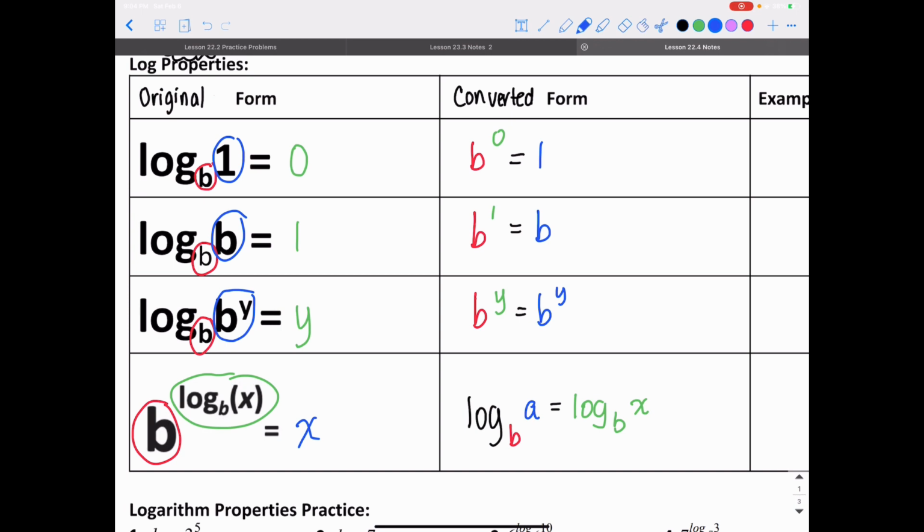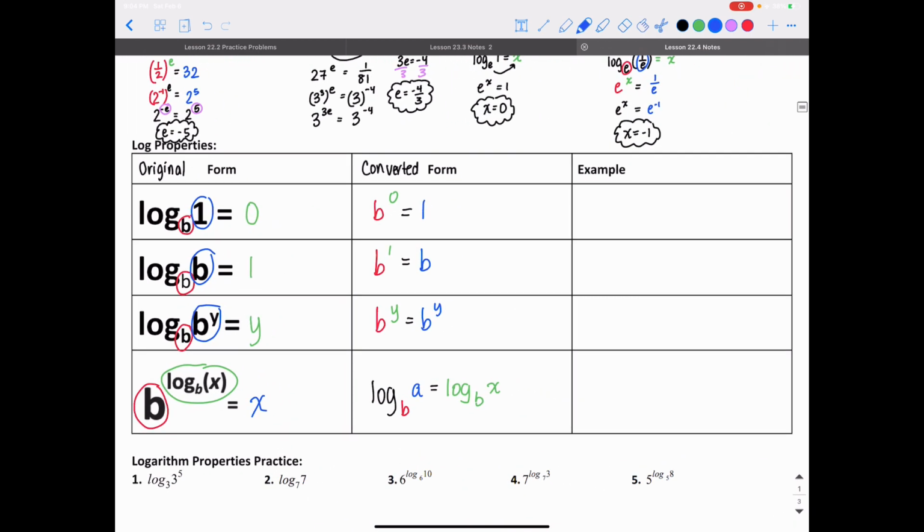If I have b raised to the log base b of x, so raised to a logarithm with the same base, whatever's inside the logarithm is going to be my answer. Let's look at examples. For the first one, log base b of 1 is equal to 0. An example would be log base 5 of 1, that would be equal to 0. 5 to the 0th power gives me 1. For the second one, log base b of b is equal to 1. An example would be log base 5 of 5. That would be equal to 1. 5 to the first power gives me 5. What do I have to raise 5 to to get 5? That's 1.